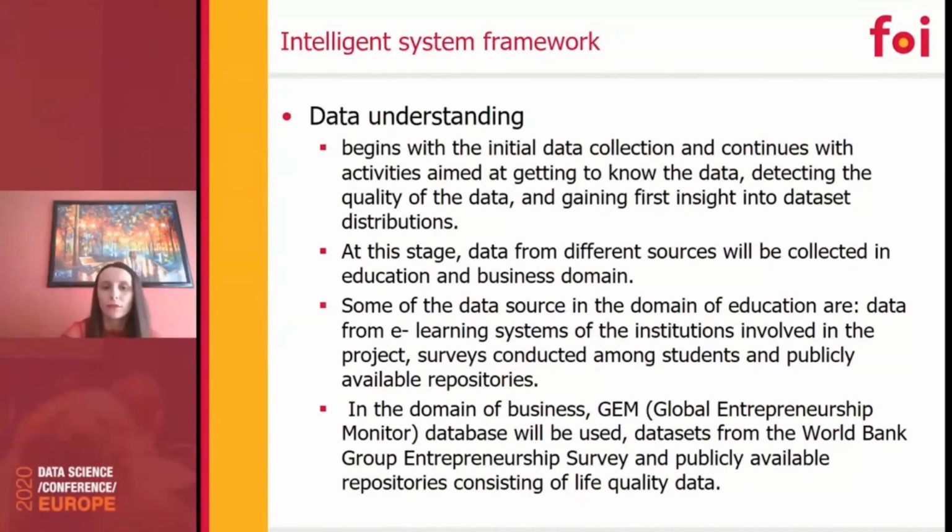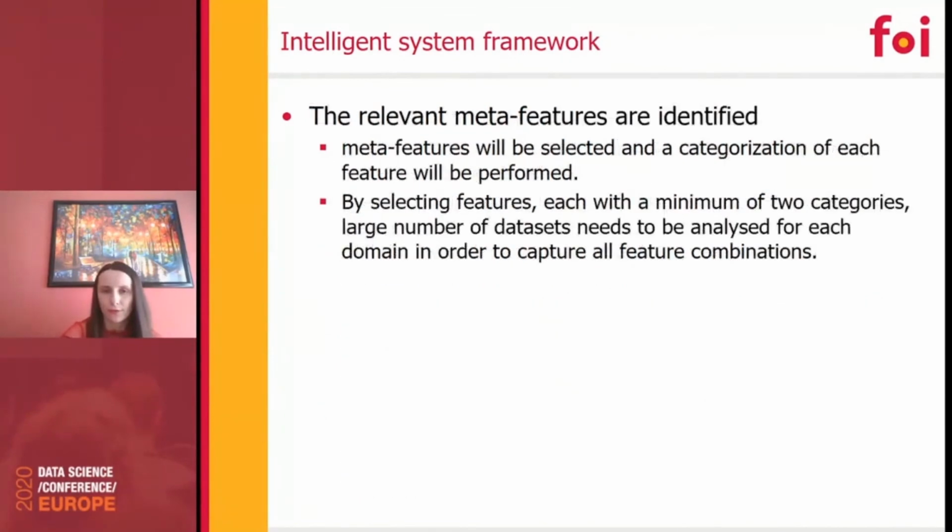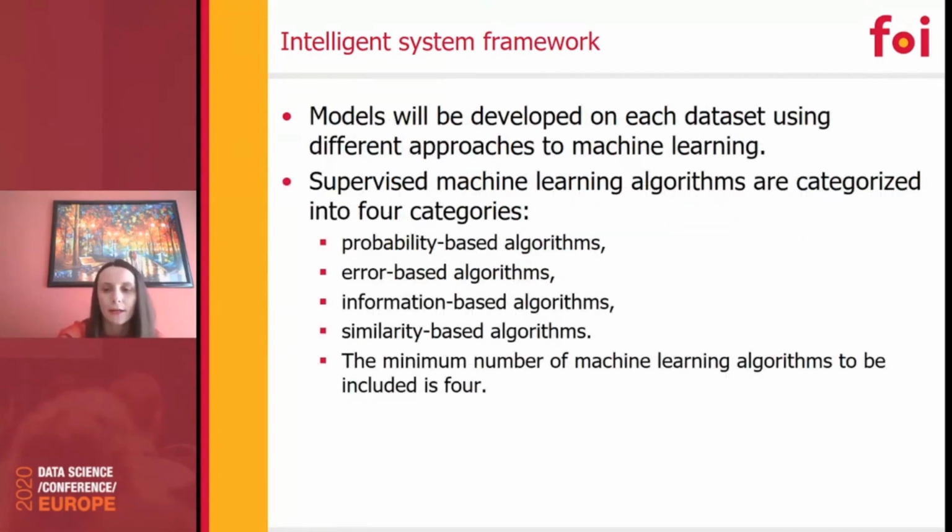What we want to do here is to capture all possible combinations of meta features. Thus, we need a lot of data sets in our repositories. Then meta features are identified and categorized for each feature. For each meta feature, we will have a minimum of 2 categories. As I said, we need a large number of data sets to be analyzed in order to capture all combinations of meta features. We will develop, and we have developed so far, a few predictive models based on different approaches to machine learning.